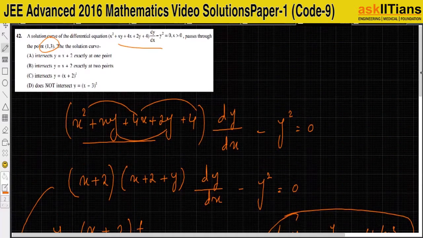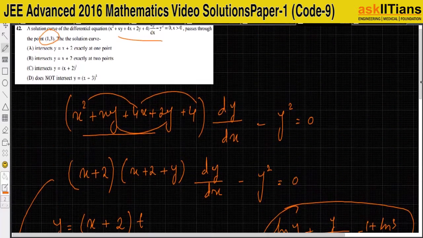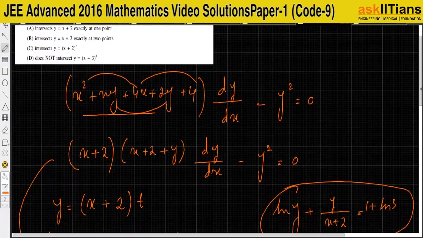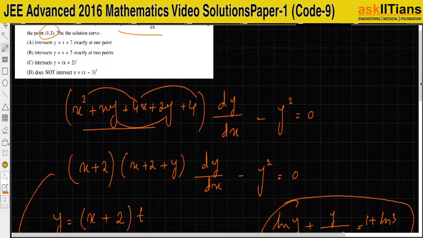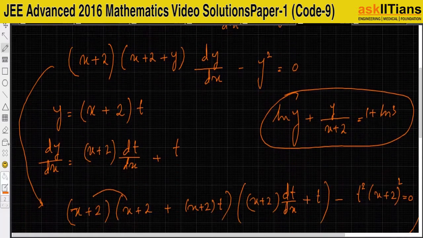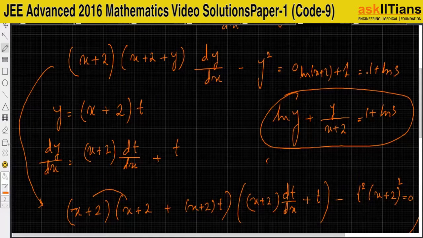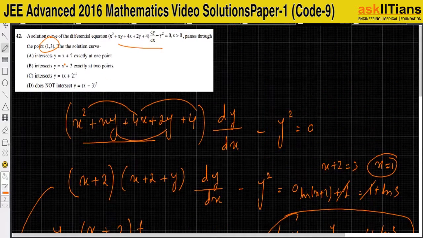Now it's very easy. Intersects y equal to x plus 2 line at exactly 1 point. So we can put y equal to x plus 2 and find out the number of solutions. Again exactly 2 points or 1 point. So we can just put y equal to x plus 2. So this will become 1. Here I'll get ln of x plus 2, and this is equal to 1 plus ln 3. So 1 will get cancelled. So actually x plus 2 is equal to 3. So x is equal to 1. So there's only one solution, right? X equal to 1. So this will be the right answer. Option A will be the right answer.